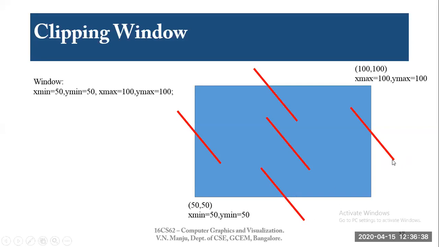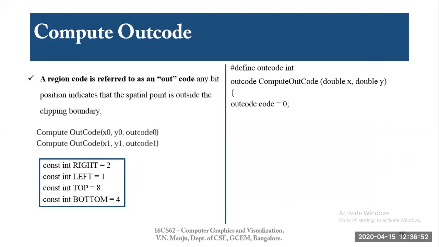Here, what is the condition? Can anybody tell me the condition for this point? Greater than x max. Yeah, greater than x max. And this point is less than the x min. That is what we can find out here.